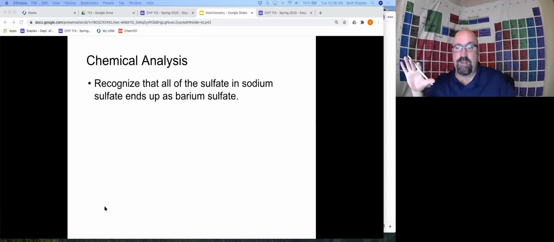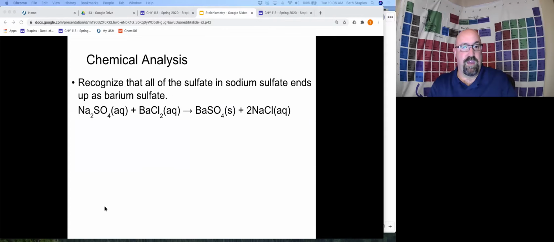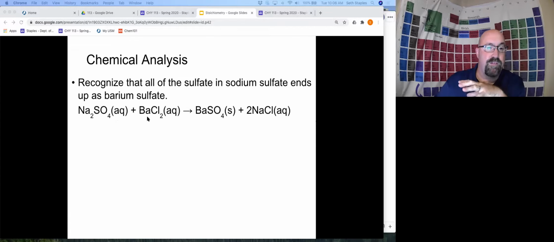So all the sulfate in there is going to be converted to barium sulfate because our barium chloride was in excess and our sodium sulfate was the limiting reagent. And so we can look at the equation for that. We started with some sodium sulfate in there. We added some barium chloride. Those are both aqueous. And that precipitated out our barium sulfate. And we ended up with some aqueous sodium chloride as a result of that as well.